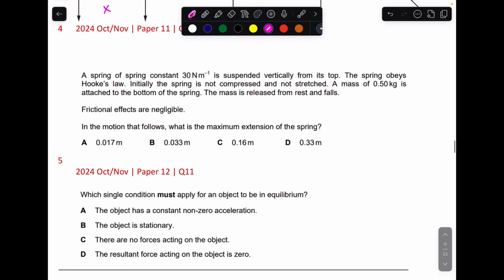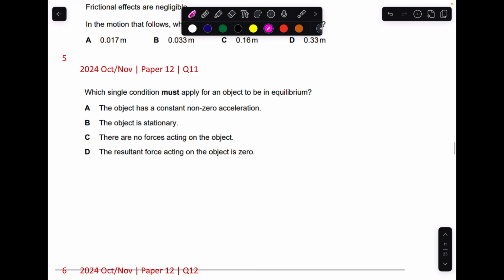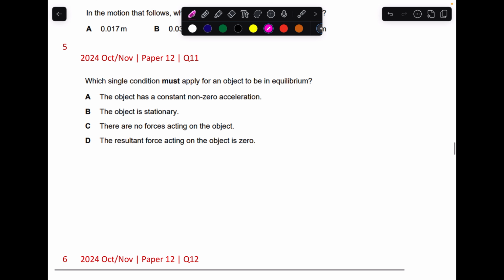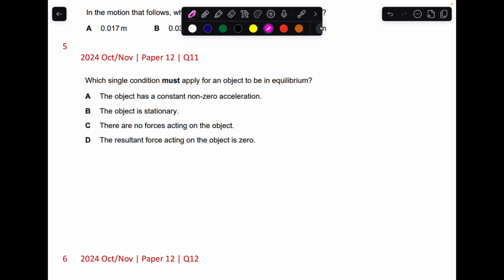Okay, so in this question, which single condition must apply for an object to be in equilibrium? For an object to be in equilibrium, we know the resultant force acting on it must be zero. So it can be stationary or it can be moving with a constant velocity if the resultant force is zero. So the basic condition is that the resultant force must be zero, and acceleration must be zero.